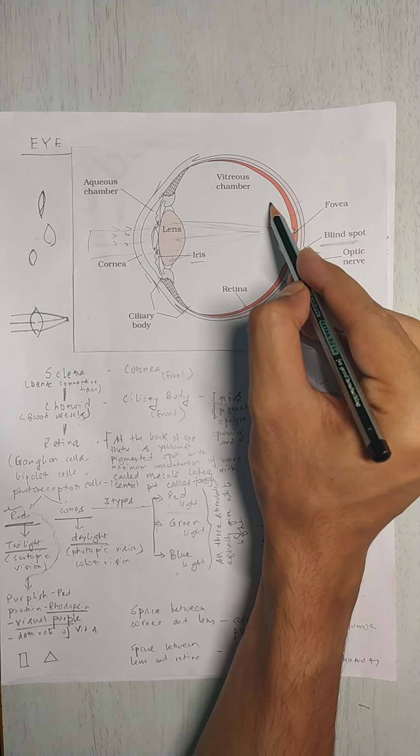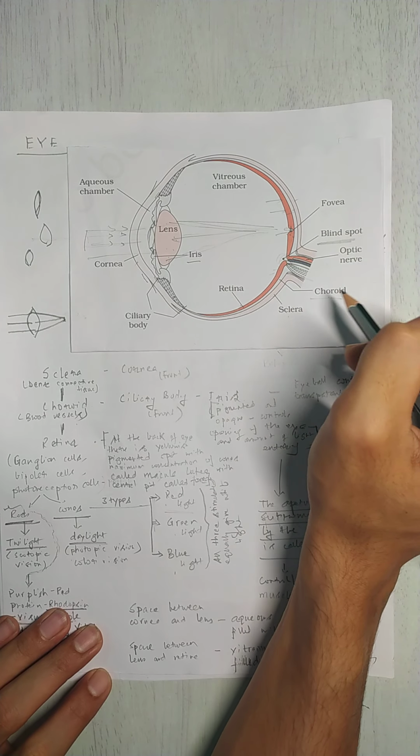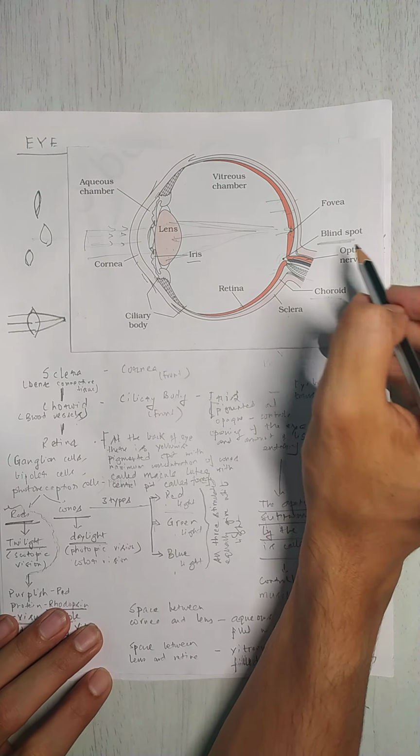no rod cells and no cone cells. So any light that comes in this particular region is not at all detected by the eye, therefore it is known as a blind spot. In the blind spot there are no rod cells and no cone cells, and hence there is no sense of vision if any object is focused at the blind spot.